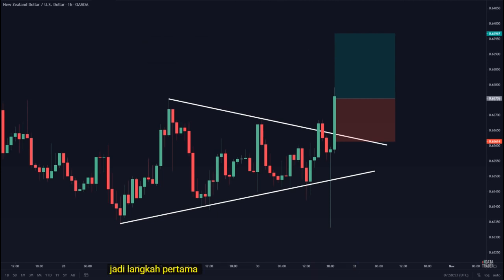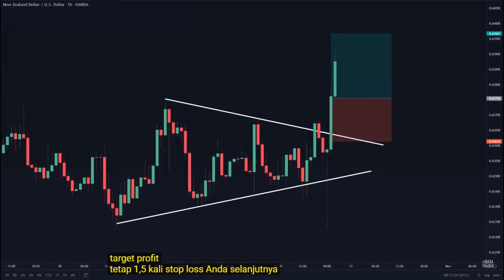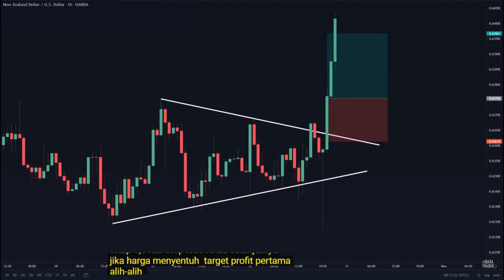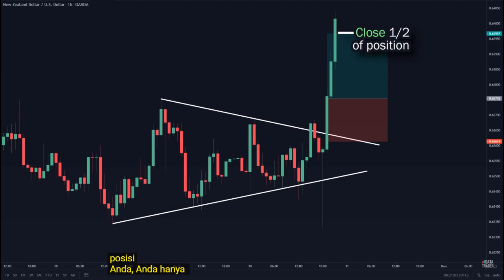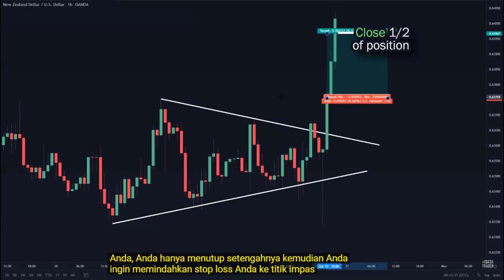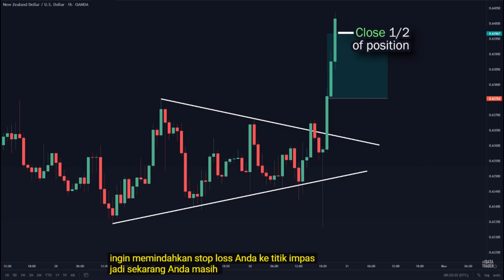So the first step is you want to set a fixed profit target at 1.5 times your stop loss. Next, if the price hits the first profit target, instead of closing all of your positions, you only close half of it. Then, you want to move your stop loss to break even. So now, you still have the remaining half of your positions open with the new stop loss in place.